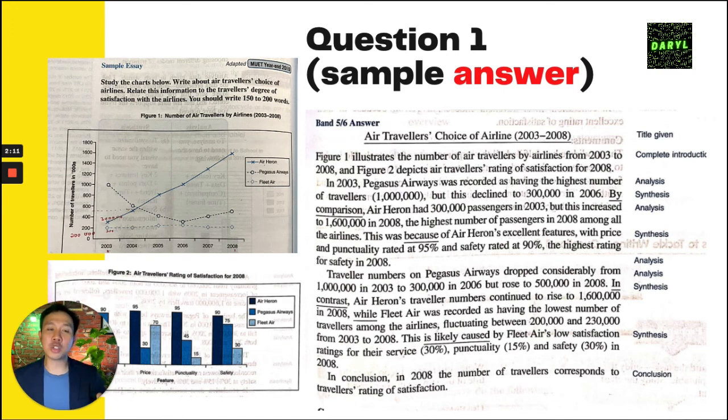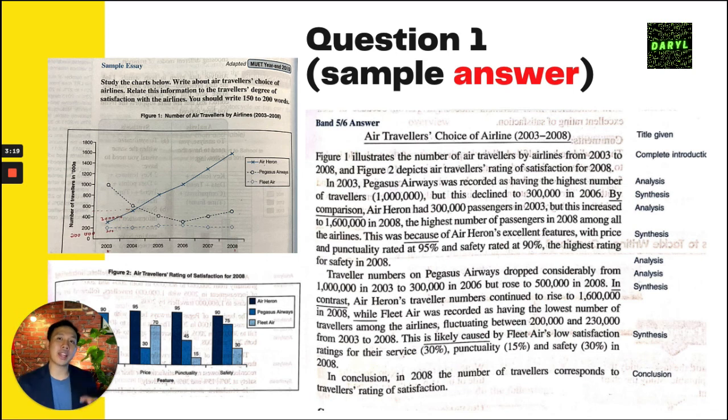So, Air Travelers' Choice of Airlines 2003 and 2008. When you write your answer, make sure you write the title over there. Make it simple. Just report. Just tell what figure 1 is and what figure 2 is. Alright? Then you can start writing how you want to analyze and synthesize.